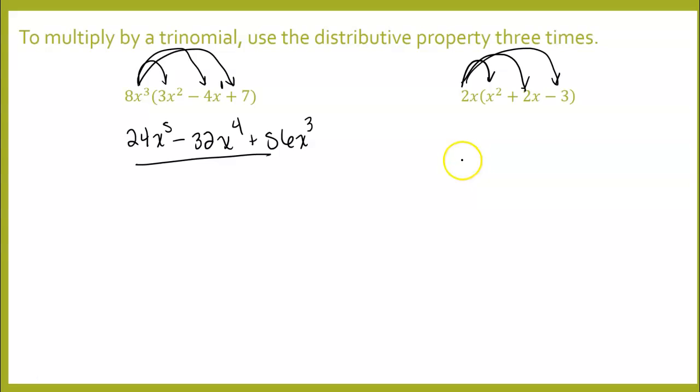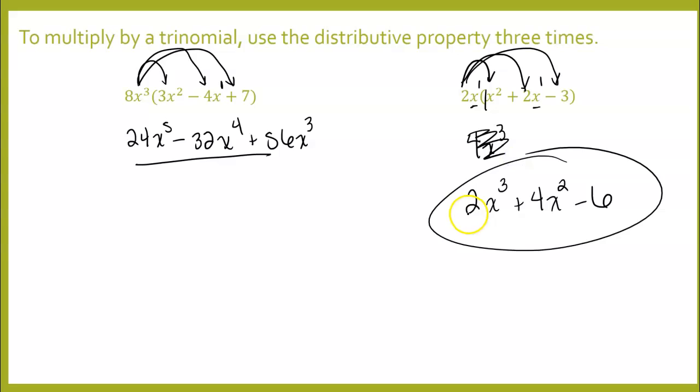Go ahead and try this one on your own. This becomes 2 times 1, which is 2. And then there's an invisible 1 there, so x to the first times x to the second becomes x to the 3rd. 2 times 2 is 4x, and 2 times negative 3 is negative 6. Oops, I have an error here. Can you find it? This should have been an invisible 1 as well. So when I did x times x, that should have given me x squared. That is our solution.